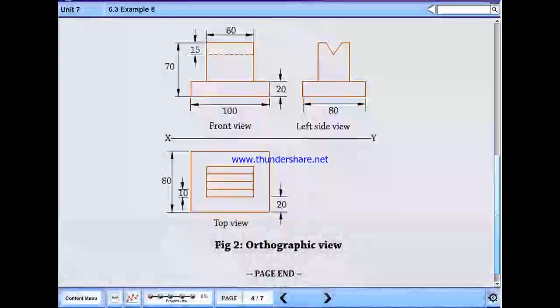This is the orthographic view of the given object. Note down this one also. Then we see the solution.